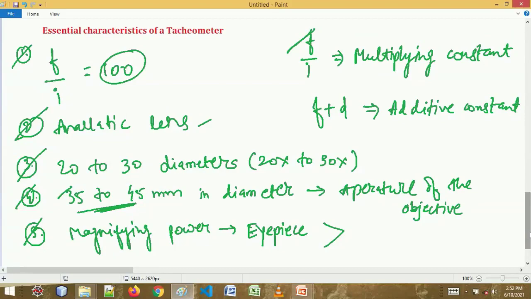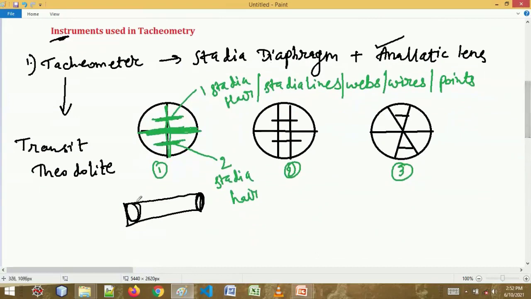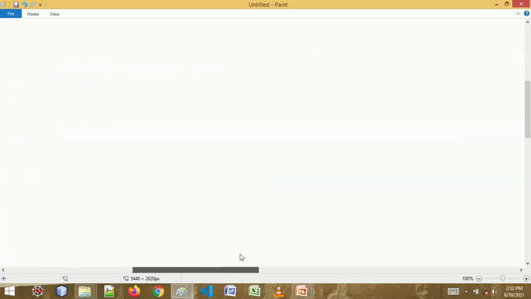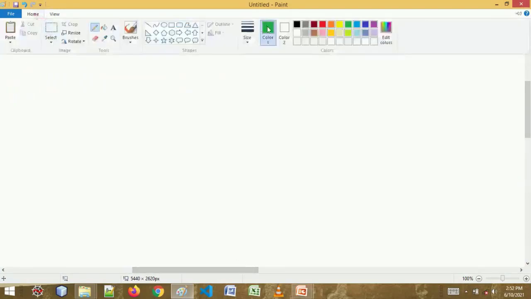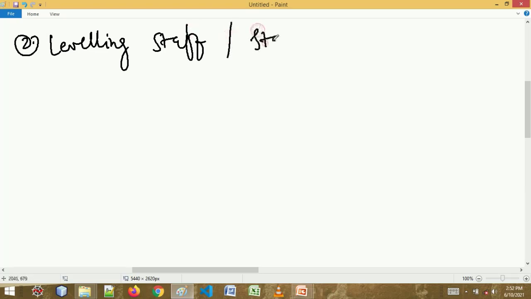Apart from the tachyometer, there is a second instrument which is used in tachyometry, and it is known as a leveling staff or a stadia rod. That is equipment number 2, a leveling staff or a stadia rod. Both of these are used in different scenarios.